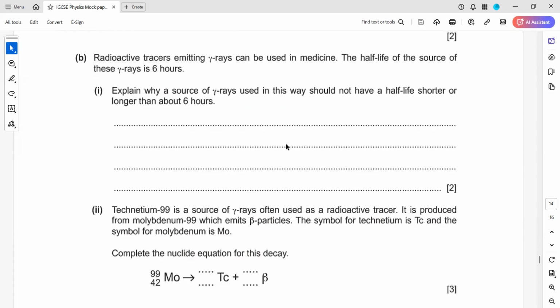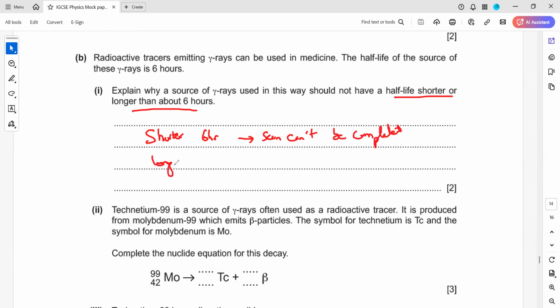A radioactive tracer emits gamma, which can be used in medicine. The half-life of the source is 6 hours. Why is a source of gamma used in this way? It should not have a half-life shorter or longer than 6 hours. If the half-life is less than 6 hours, what will happen? The scan cannot be completed, because if it is less than 6 hours, the scan cannot be completed.